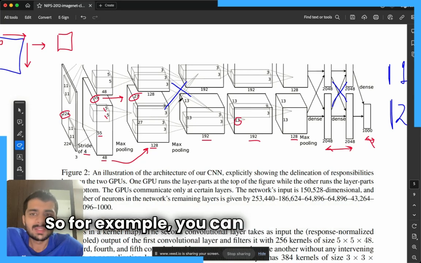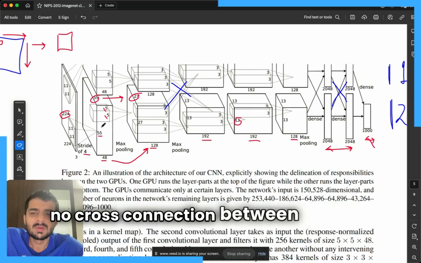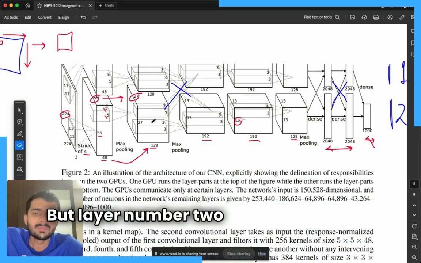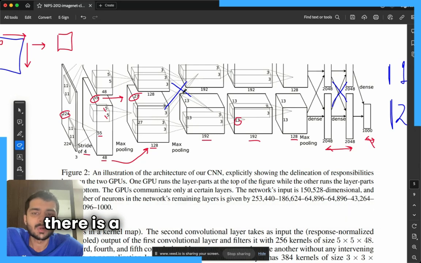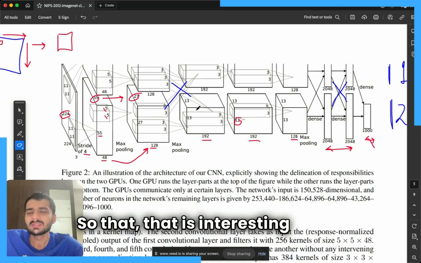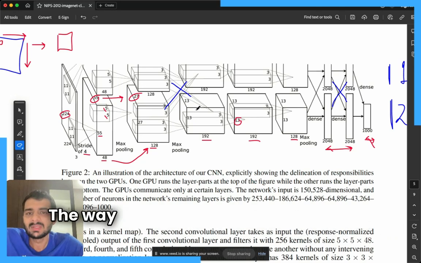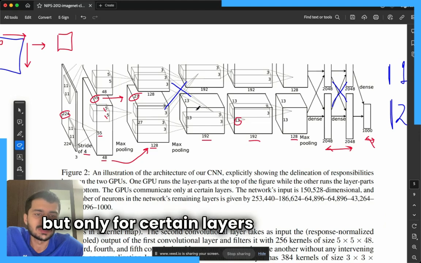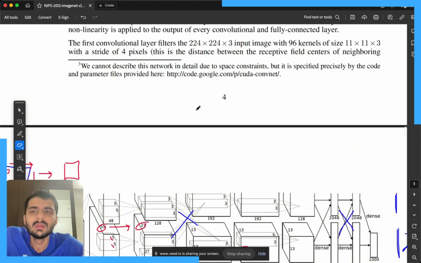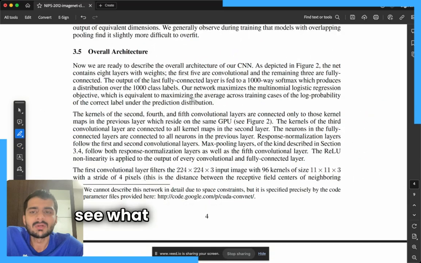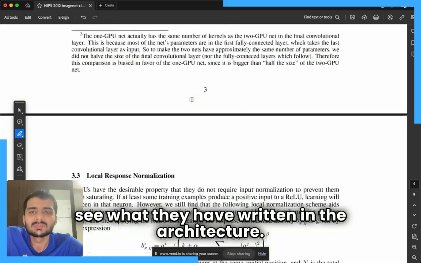So for example, you can see that there is no cross connection between this layer and this layer, but between layer number 2 and layer number 3, there is a cross connection across GPUs. That is interesting to me. The way they have coded these GPUs is that they don't enable cross communication for all the layers, but only for certain layers in the network. With this preliminary understanding, let us try to see what they have written in the architecture.